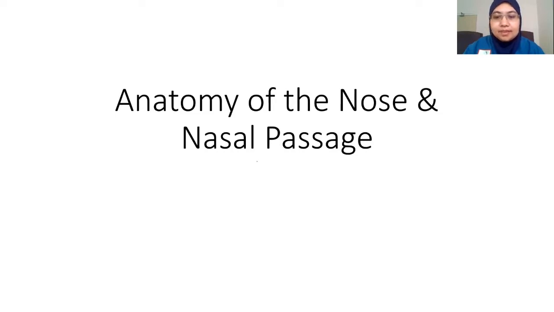Okay, so since the area that is involved is the nose and also the nasopharynx, I'm just going to introduce to you where exactly are the areas.